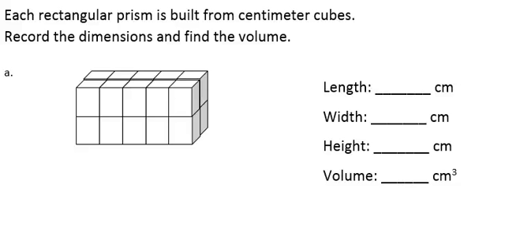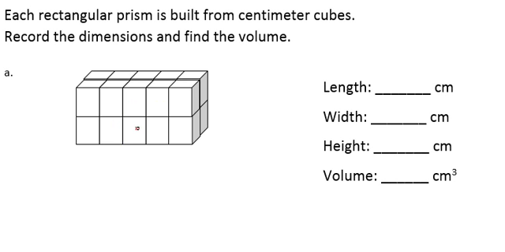This tutorial is for 5th grade, Module 5, Lesson 4. In this lesson, we're going to find the dimensions of rectangular prisms and see how multiplication can help us determine the volume of those prisms. The directions say each rectangular prism is built from centimeter cubes. Record the dimensions and find the volume.